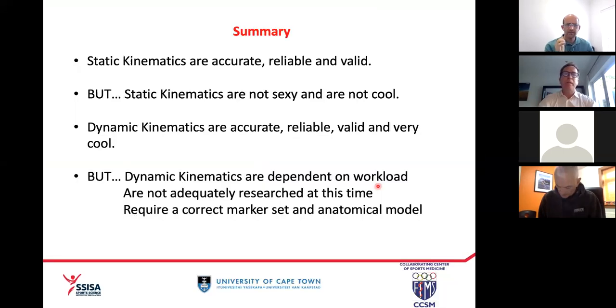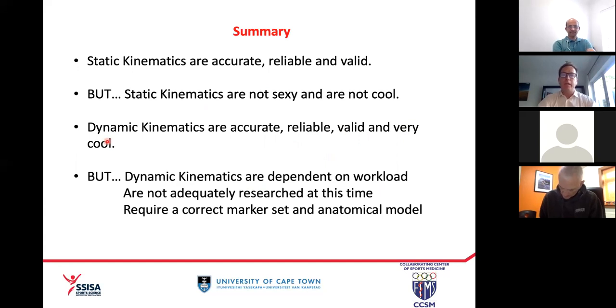So in summary, static kinematics are accurate, reliable, and they're valid. But static kinematics are not sexy and they are not cool. And that is not great for customers. And that is why dynamic kinematics are used more and more frequently. But dynamic kinematics are also accurate. They are also reliable. They may be in some circumstances more valid because of the changes that occur at different intensities, and they are very cool. And so they are easily sellable.